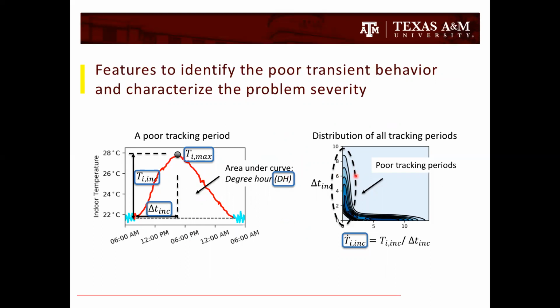An unsupervised machine learning method named hierarchical clustering is applied here to separate the poor tracking periods from other behaviors. After that, the degree hour and maximum indoor temperature of all poor tracking periods are averaged for each system.